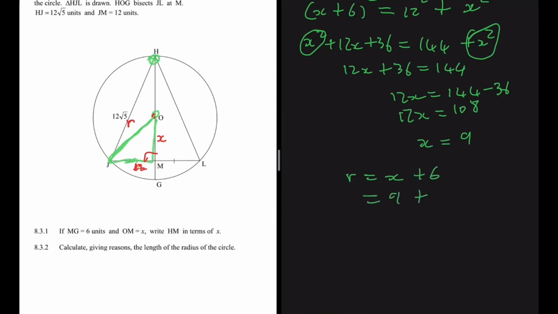So that will be 9 plus 6, 15. When we do Euclidean geometry, we are guided by the keywords and nothing else. So for question 9, it's saying that in the diagram below, P, Q, R, and S are points on a circle. Clearly, and then PS, PQ, PR are produced to V, T, and W respectively.